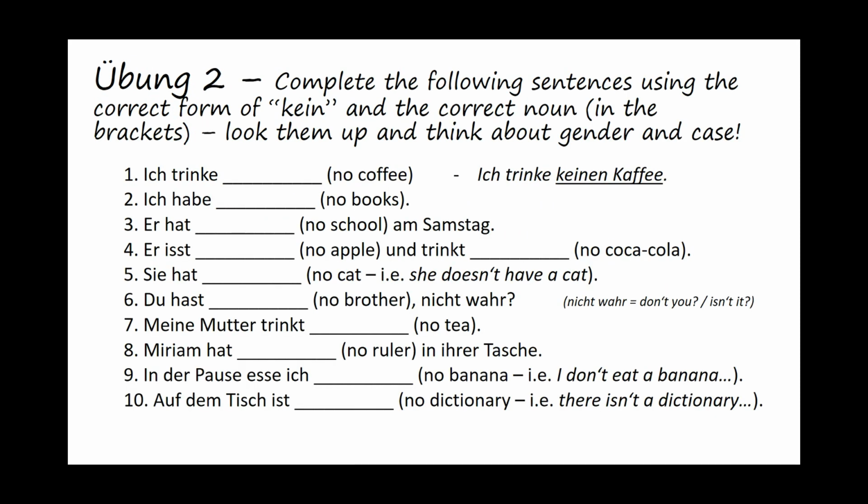And Übung 2. Complete the following sentences using the correct form of kein and the correct noun, which is given here in the brackets. Look them up and think about gender and case. So here's the first one we've done as an example for you. Ich trinke blank, and you need to put I'm drinking no coffee. So the answer will be, because coffee is masculine, you look it up, you find coffee is masculine. You know it's the object, so it has to be in the accusative case because you're doing an action to the coffee, you're drinking it.